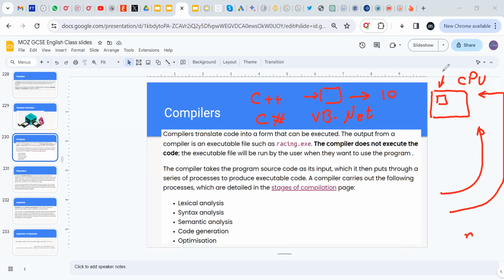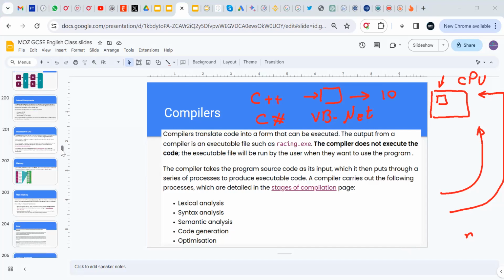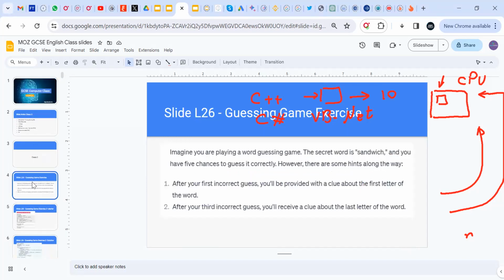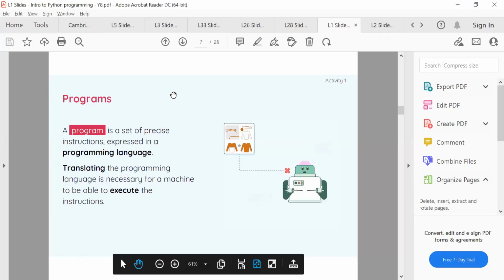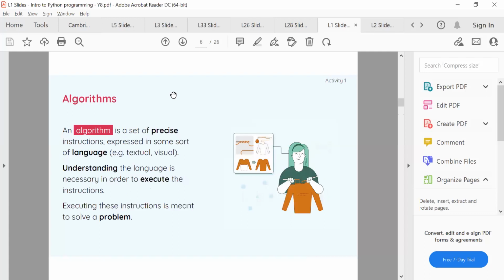Okay, good. Let me share with you a few things, or never mind, we can return back to it. Did you hear the word algorithm before? Okay, so do you know what the difference is between an algorithm and a program?